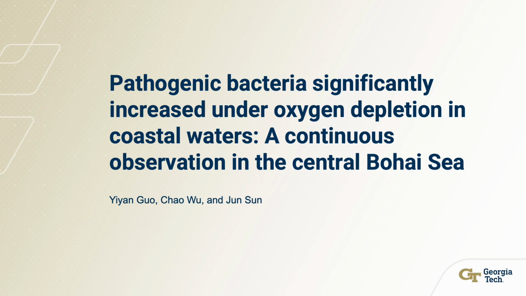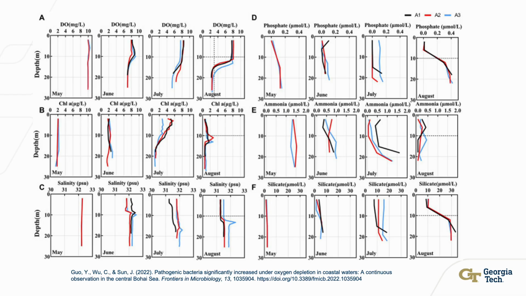A research group from Tianjin University of Science and Technology wanted to prove that hypoxic conditions actually increase the number of pathogenic bacteria, and so they did an experiment in the Central Bohai Sea. The Central Bohai Sea regularly develops into a seasonal hypoxic zone, typically in the summer. They wanted to follow the oxygen concentration and also the different bacteria in the zone, and see if the bacteria changes over time.